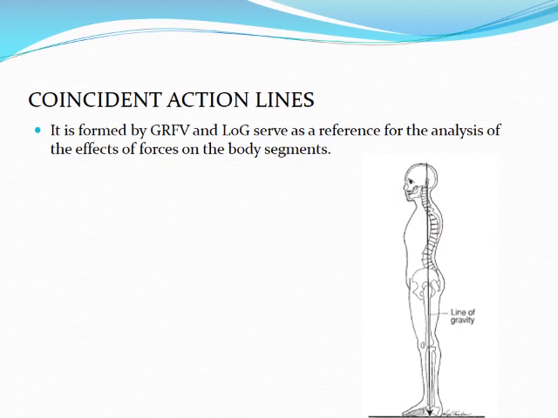So, what is coincident action line? It is the line formed by the ground reaction force vector and line of gravity, and serves as a reference for the analysis of the forces on the body segment. This figure shows the location of the combined line of action formed by the ground reaction force vector and the line of gravity in optimal standing posture.